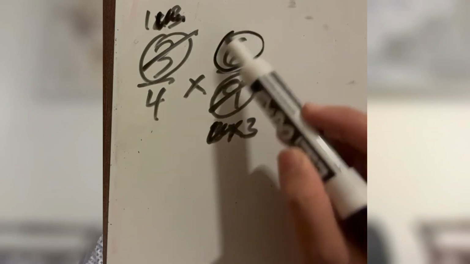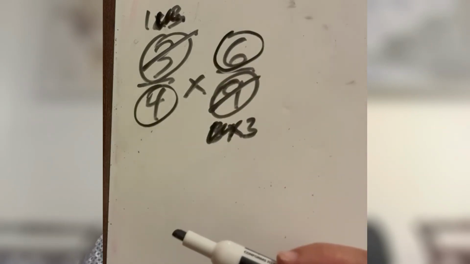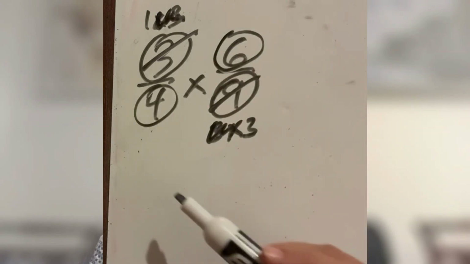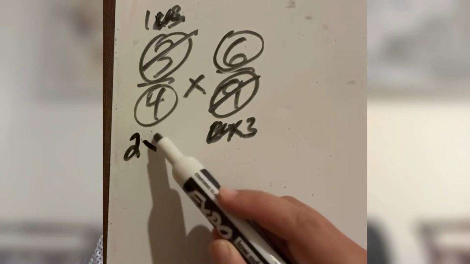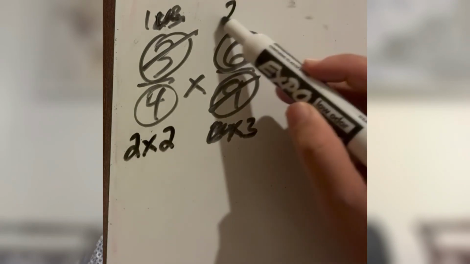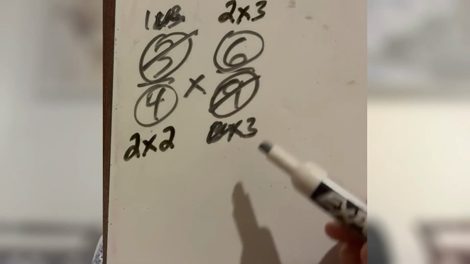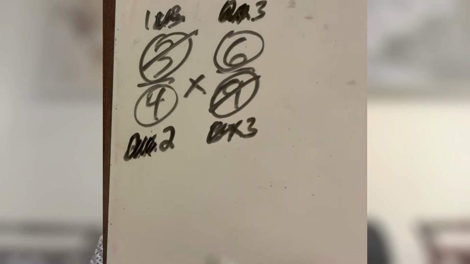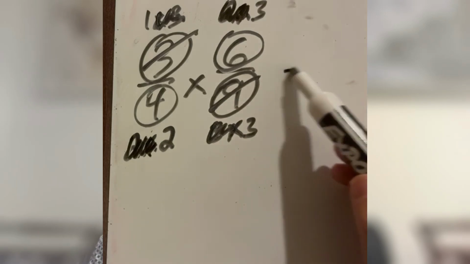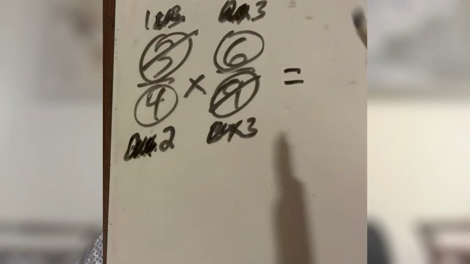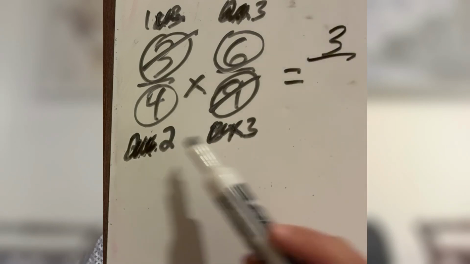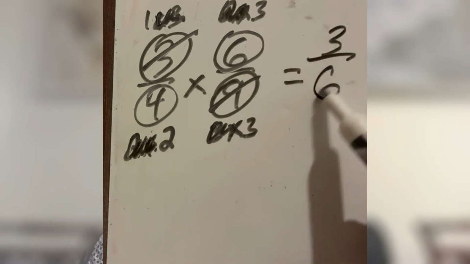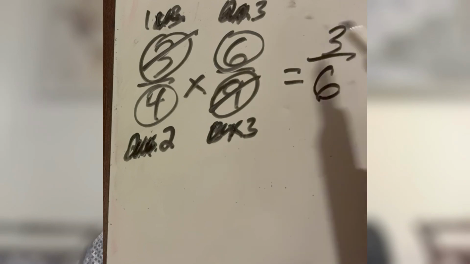Looking at our next diagonal, we have 6 and 4. They have a common factor of 2. 2 times 3 will give us 6, and 2 times 2 will give us 4. So pulling out the common factor of 2, we'll be left with 3 and 2. Multiplying across. 1 times 3 is 3, and 2 times 3 is 6.